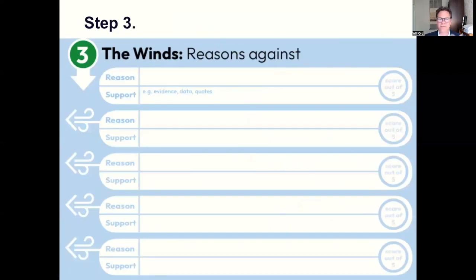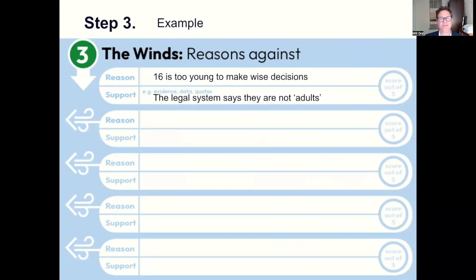So reasons against, same thing. They might offer a reason: 16 is too young to make wise decisions. But then the challenge is, well, can you support this with any kind of evidence or data, quotes, research to back that reason up? And they might say, well, in the legal system, 16-year-olds are not considered adults. So it's started to demand some background, some support for their reason.